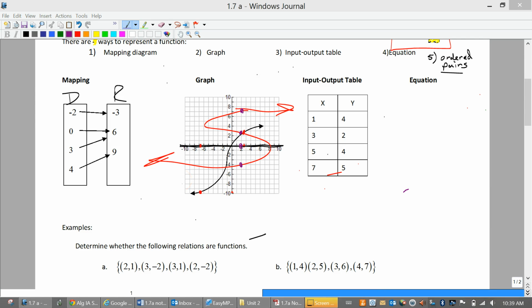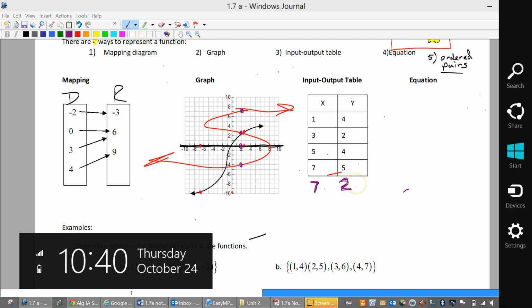Input-output table. For the input of 1, it only goes to one number, 4. For the input of 3, it only goes to one number, 2. Input of 5, it only goes to 4. Input of 7, it only goes to 5. This is a function. What would make it not a function is if I added another spot for 7 and I said it went to 2. If I said 7 goes to 2, that would make it not a function.